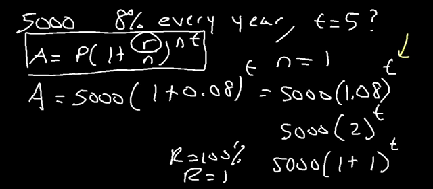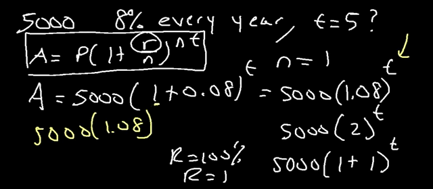So all we've got to do is plug in 5 here. So it's 5,000 times 1.08 raised to the fifth power. And you get 7,346.64, and if we round it to the nearest whole number, 7,347.